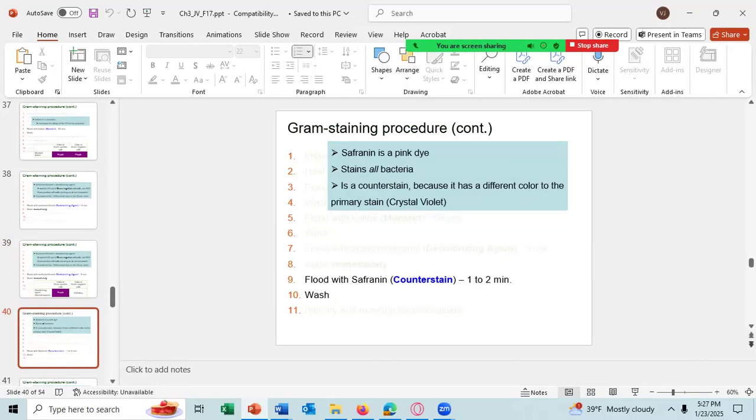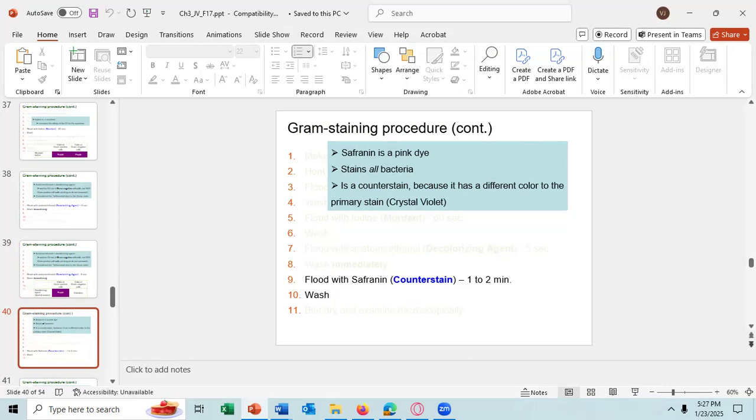You then apply safranin to the slide. Safranin is a pink dye. Safranin does stain all of the bacteria, both the gram-positive and the gram-negative. It's called the counterstain because it has a different color than the primary stain, which is the crystal violet. So what you do with the safranin is you apply it to the slide and leave it on the slide from 1 to 2 minutes.